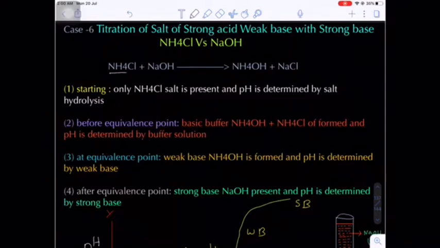Now, the sixth case is titration of a salt of a strong acid and weak base versus strong base. The best example for the salt of strong acid and weak base is ammonium chloride, because ammonium hydroxide is a weak base and hydrochloric acid is a strong acid. Now it is treated with whom? Strong base, that is NaOH.